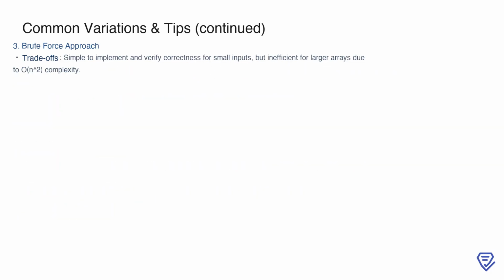Finally, let's touch on the brute force approach. While simple to implement, this method involves calculating frequencies from scratch for each prefix, which results in an n squared time complexity. This can be helpful when verifying correctness for small inputs or when you're just beginning to understand the problem. However, for larger arrays, this approach becomes impractical due to its inefficiency. While brute force can serve as a stepping stone, it's essential to move toward optimized solutions for real-world scenarios and interviews.